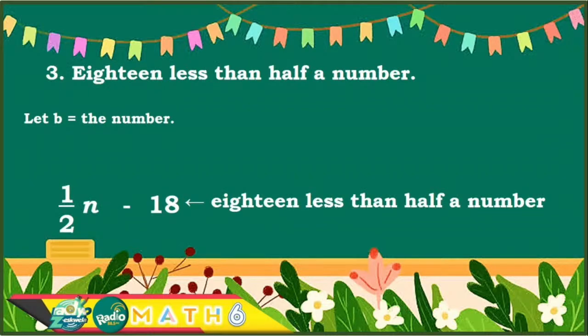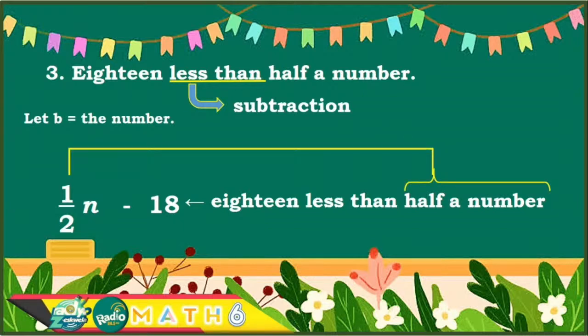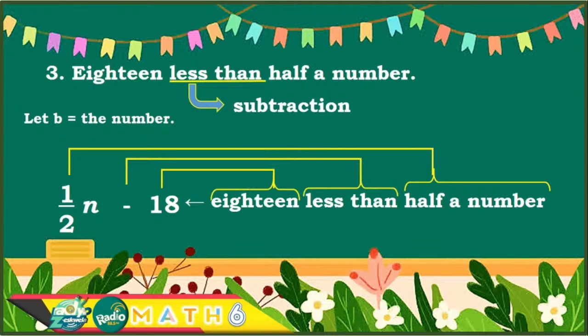Translate to algebraic expression: 18 less than half a number. What keywords did you observe? Good! The keywords less than indicate the mathematical operation subtraction. We let n represent the number. Now, it can be translated as 1/2 n minus 18, where 1/2 n means half a number, the subtraction sign stands for the words less than, and the number 18.